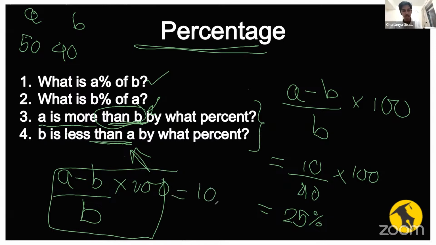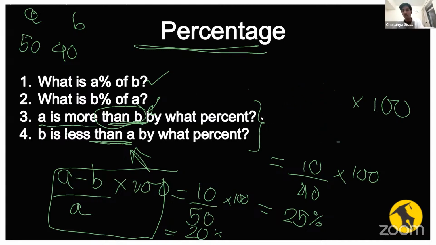Similarly, when you solve the next one, I think I did something wrong here. It should be A because we are finding B is less than A by what percentage? So here it will be A. So it will be 10 upon 50 into 100. This will be nothing but 20%. I hope these basic concepts are clear at least. If you have any doubt, let me know. I'll solve them right now.